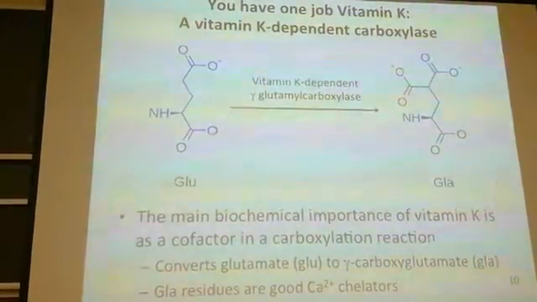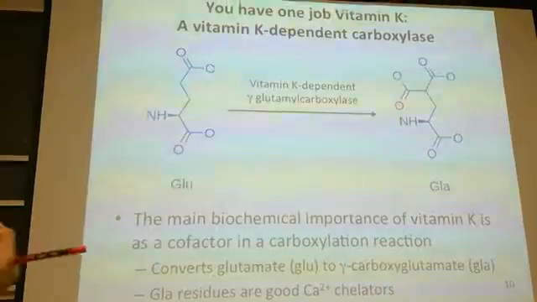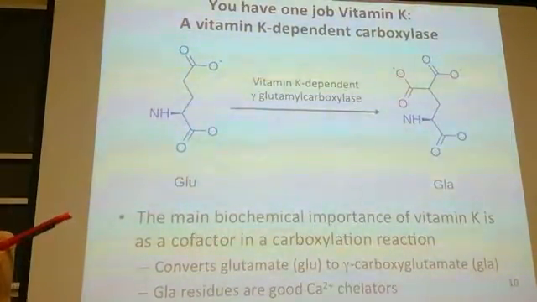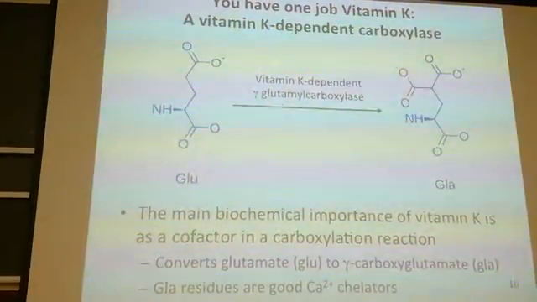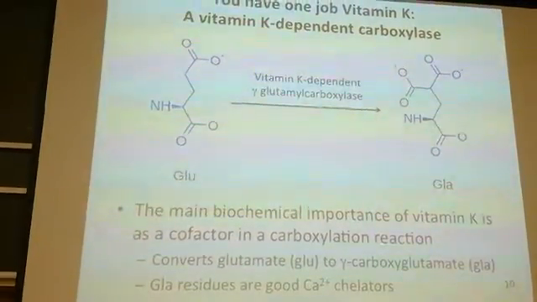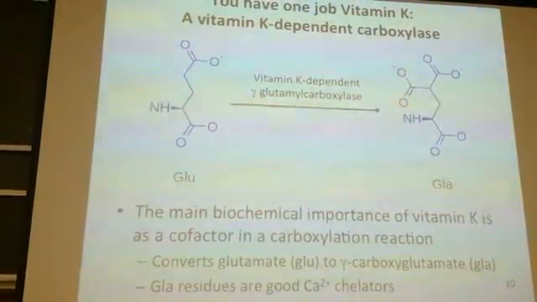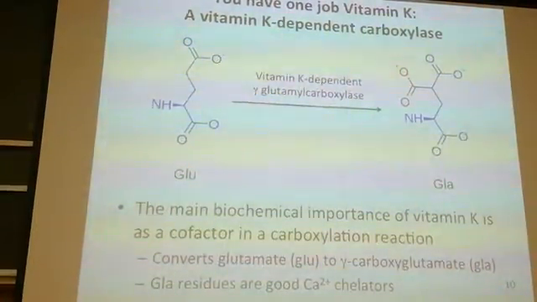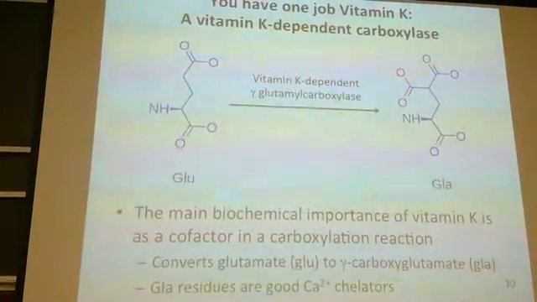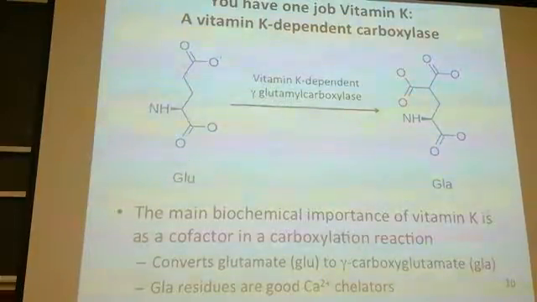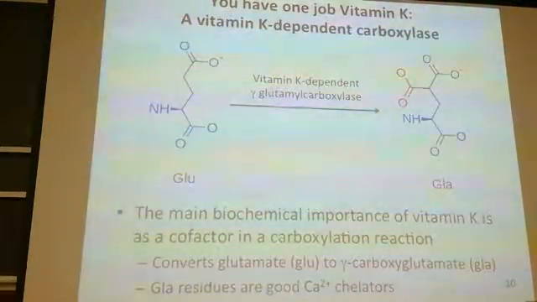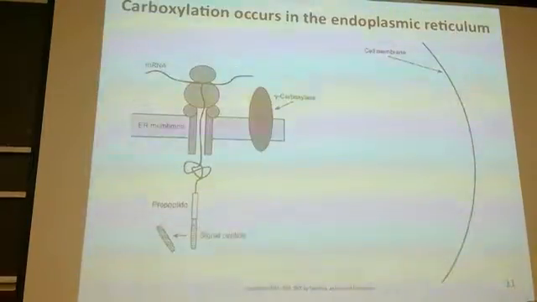So we have this additional carboxylic acid group added to the carbon. So this is going to increase the overall negative charge on this amino acid residue. So the main biochemical importance of vitamin K is to serve as a cofactor in this carboxylation reaction, converting glutamate to gamma carboxyglutamate. And these are going to become important, especially in coagulation, because they're particularly good calcium chelators, which makes sense because they have these two negative charges, right? Calcium is very highly positively charged.